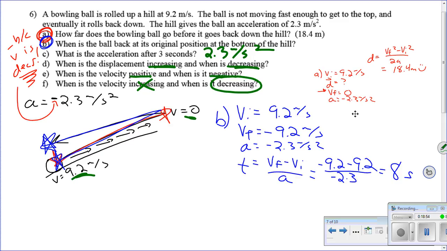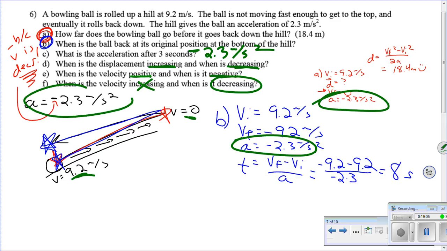I made a mistake, didn't I? In C, what's the acceleration? It should be negative 2.3, right? And that was what we'd used here, and it's what we used here, and it's what we used over here.